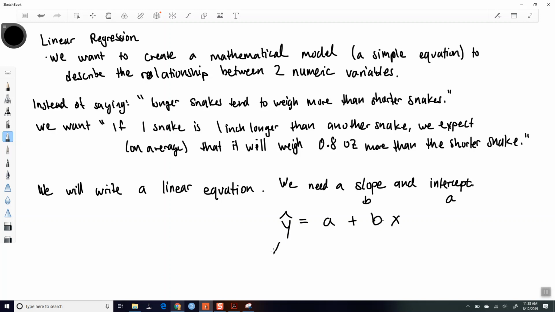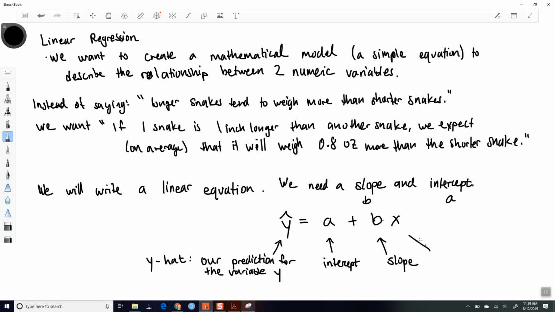So y hat, pronounced y hat, is our prediction for y. And we put the hat over it to distinguish it from the actual value of y, okay? Our prediction for the variable y, A is our intercept, and B is the slope, okay? And then X is basically the X variable.